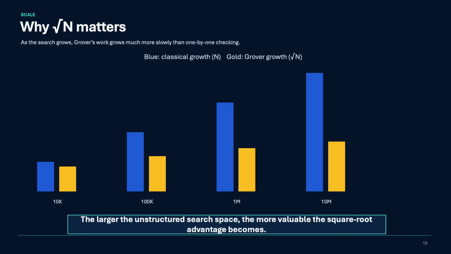Why the square root matters. Look at the shapes of these two growth patterns. The classical line climbs rapidly because the work grows with n. Grover's search is much gentler because the number of iterations grows approximately with the square root of n. Imagine Maya's library expanding.